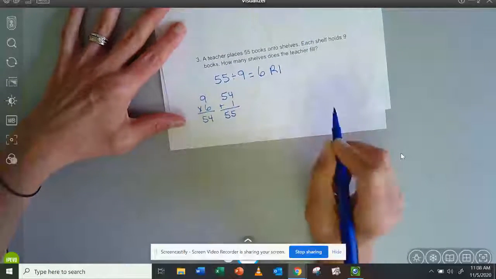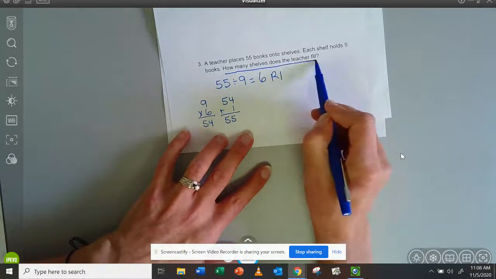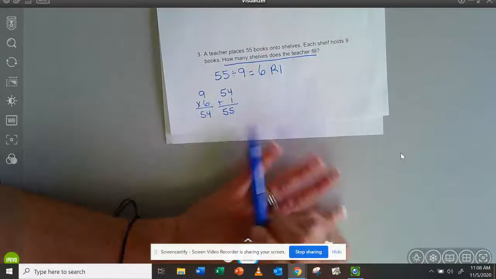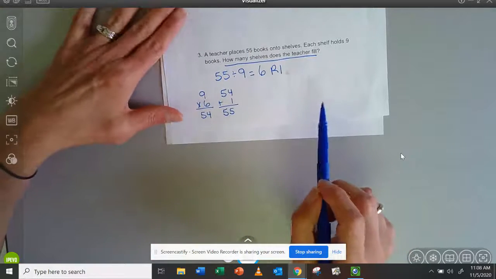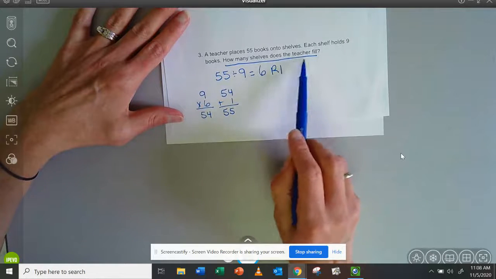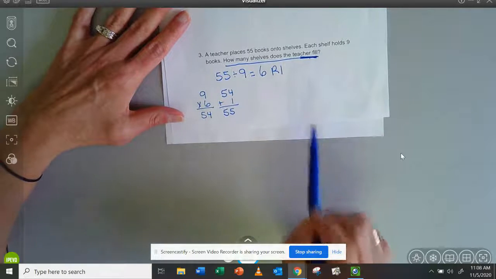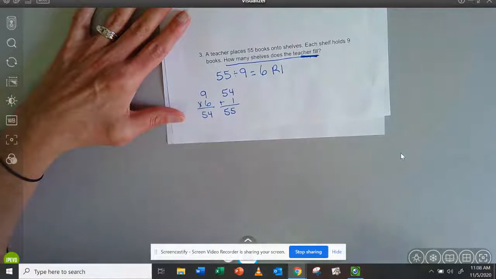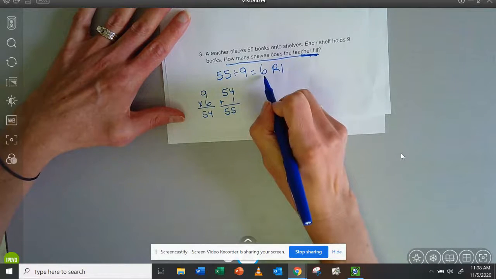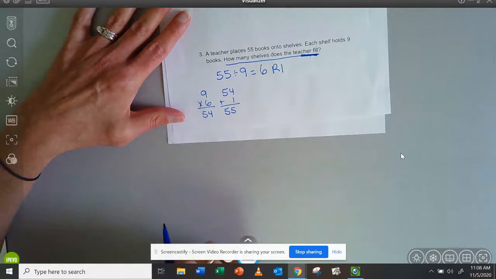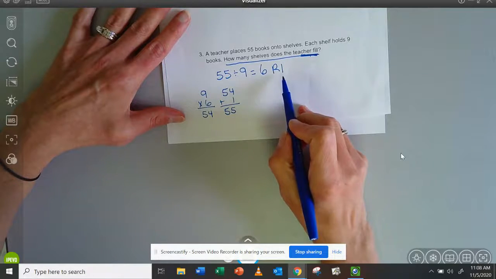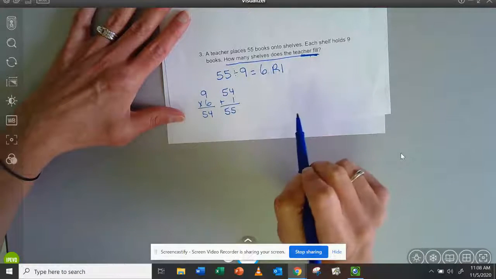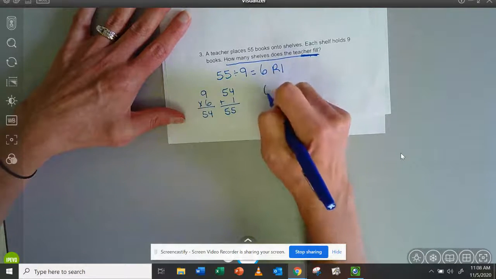Now let's interpret that remainder, because the question doesn't ask what the answer to 55 divided by 9 is. It's asking you how many shelves does a teacher fill? If each shelf holds 9 books, how many shelves are going to be full? Well, 6 shelves are going to have 9 books on them apiece. Then I'm going to have 1 book that is on a shelf all by itself. That shelf is not full. So when it says how many shelves does the teacher fill, my answer is going to be 6 shelves.